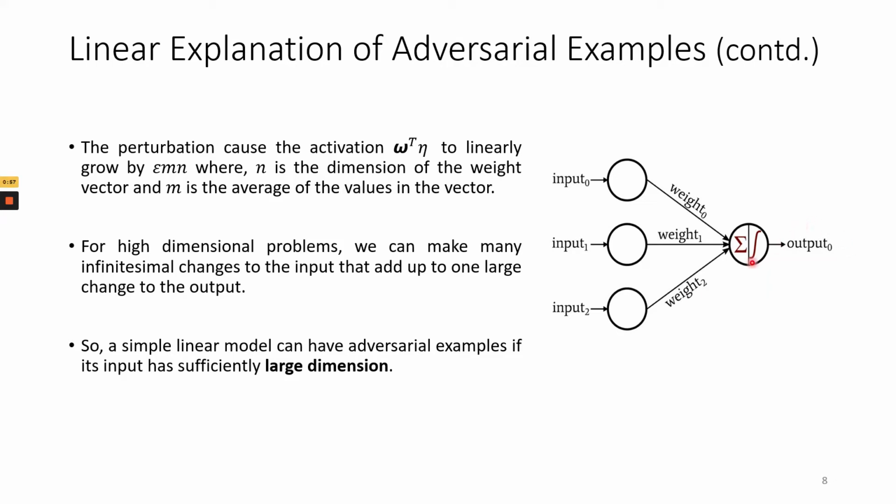So we can conclude, or the authors concluded, that a simple linear model can have adversarial examples if its input has sufficiently large dimension. This is how the authors claimed that the linearity of the models is what is contributing to the adversarial examples behaving in the way they do.